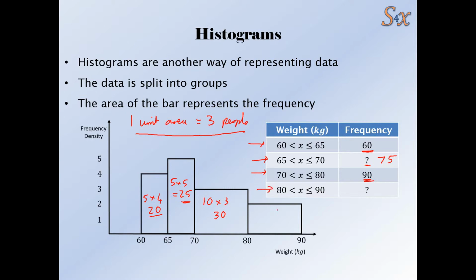So 80 to 90, width is 10, height is 2. That's 20 units of area. Each unit of area is 3 people. So I know that one must represent 60 people.